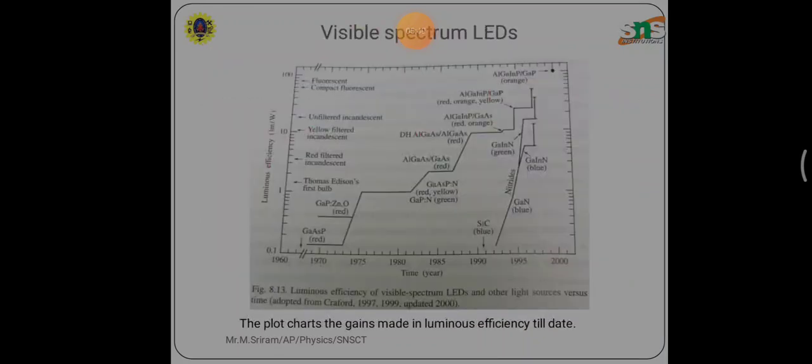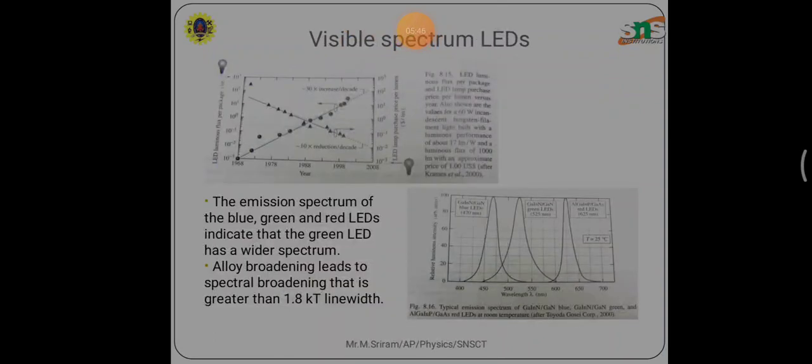And for the visible spectrum LEDs, the plot charts the gains made in luminous efficiency to date. And the emission spectrum of blue, green, and red LEDs indicates that the green LED has the wider spectrum.